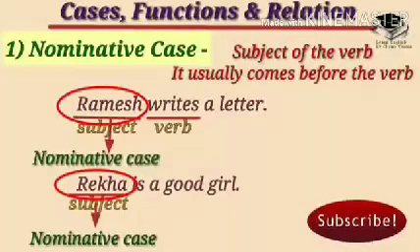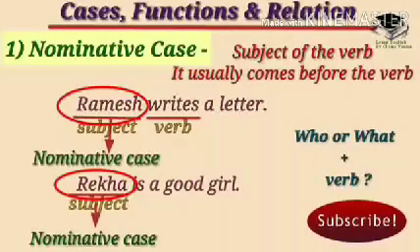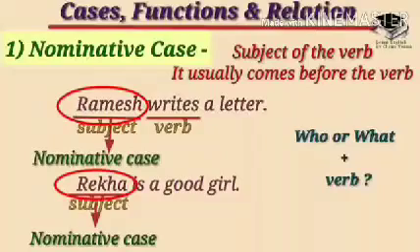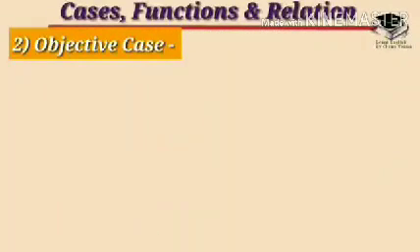Understood? And how can we find out in a sentence whether it is nominative case or not? By asking the question who or what to the verb, whichever thing we get as the answer. These answers will be the subject, and this subject is known in this sentence as nominative case. Clear? Like this, Ramesh writes a letter. Here, who writes a letter? Ramesh. So Ramesh is nominative case.